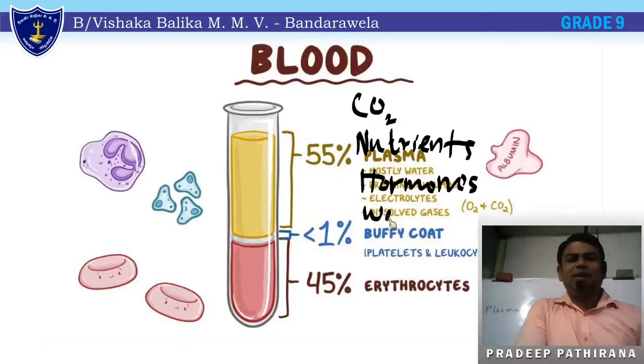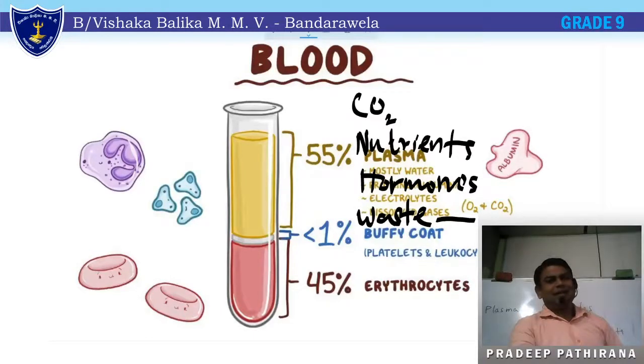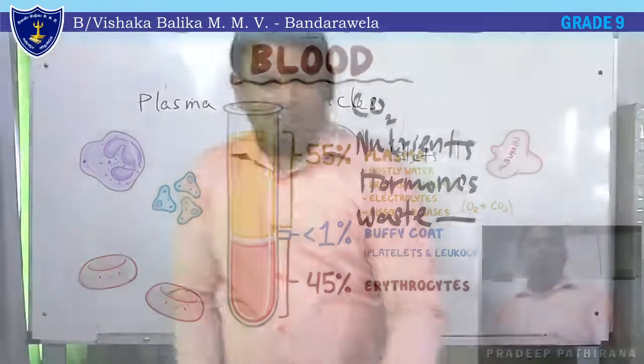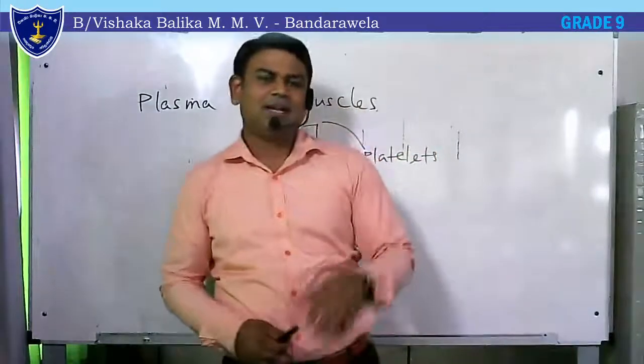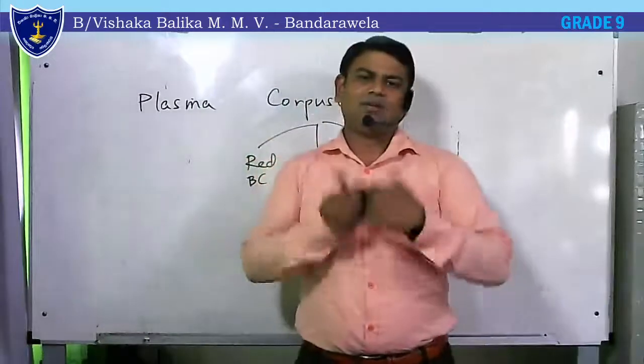And the waste matters like urea and such things will be transported through this. That is how the things are transported through the blood plasma. Function of the blood plasma is carrying the soluble substances and distributing heat from inside to out.